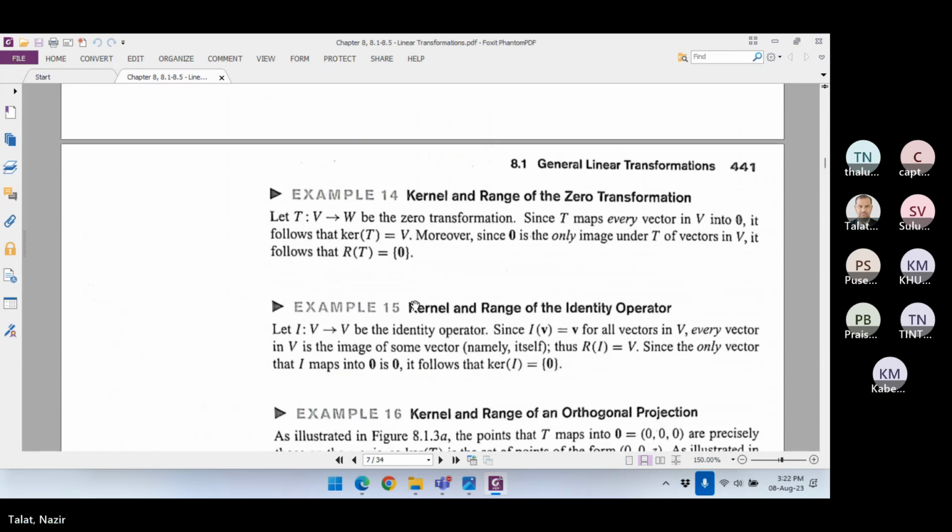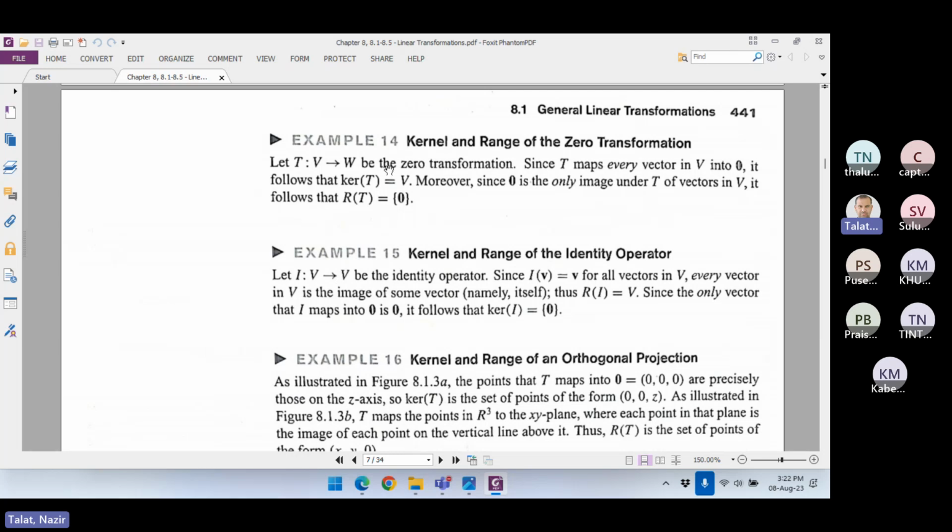Now, one can see a simple example. If T is a zero transformation, like T of V is equal to 0 for all V belonging to the vector space V, then we can see that the image of every element of the vector space V is equal to 0. It means the kernel of T is equal to the entire set V, because if we put any element V in T, its image is 0. So in that case, the kernel of T is equal to V. And one thing more is that for every element V belonging to V, the image is only 0.